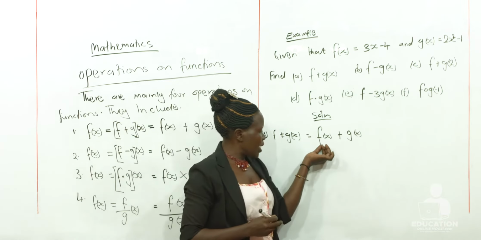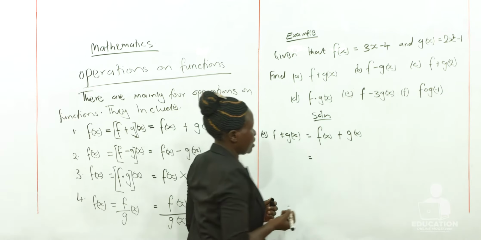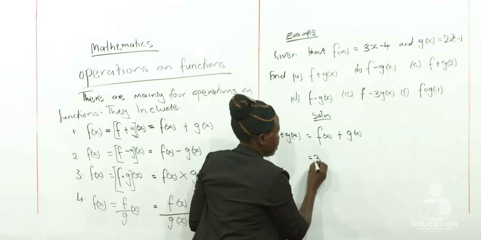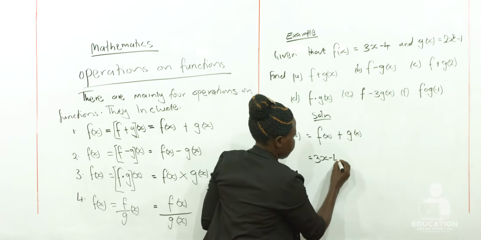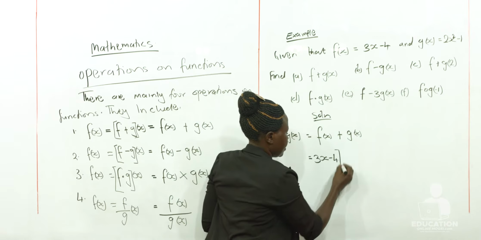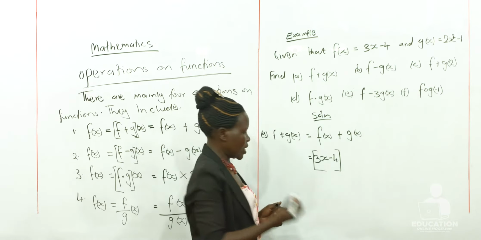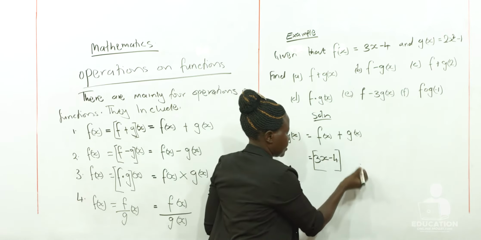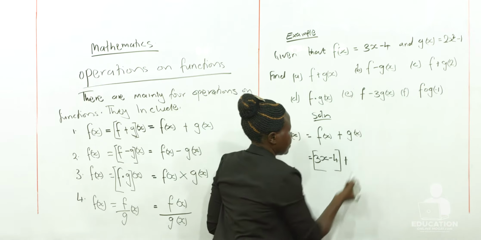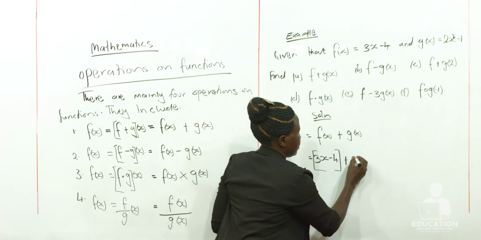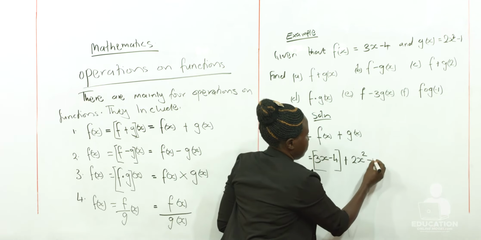Here it means you are going to substitute the function f, which is 3x minus 4. You can even put them in brackets so that it becomes easy for you to deal with the signs. And then here is plus function g, which is 2x squared minus 1.